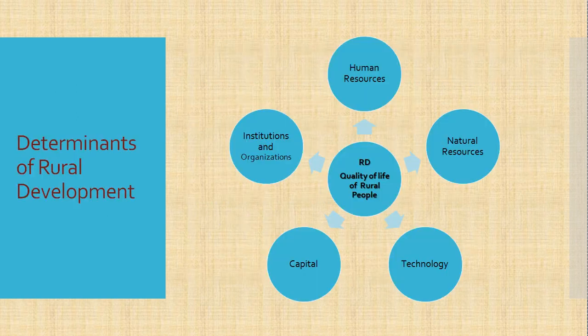Next, we'll look into the determinants of rural development. For improving the quality of life of rural people, we need human resources, natural resources, technological resources, capital, and institutions and organizations.